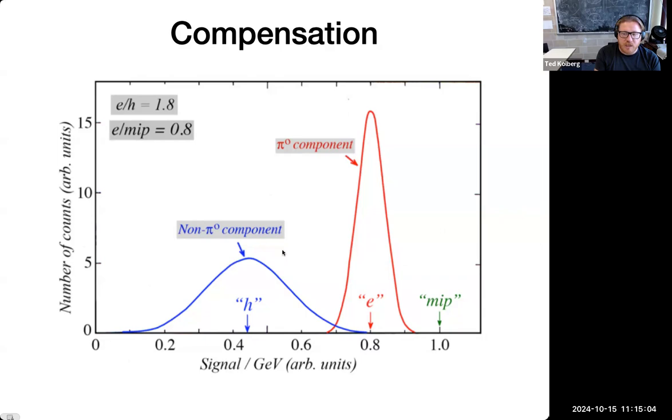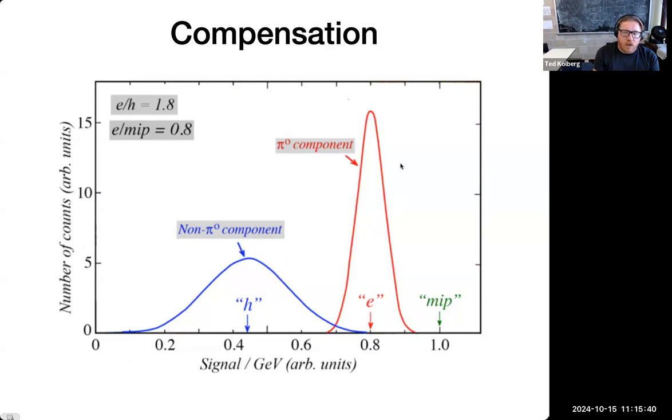So compensation is the art of designing a calorimeter so that you can move these 3 components, in particular the E and H components, to arrange for their responses to be as close to one another as possible, and also for their responses to be as close to unity as possible, which you can do by playing with the materials that your detector is made of. That affects, for example, the fraction of charged tracks that ends up in the absorber versus in the active layers. And also by improving the overall sampling fraction.